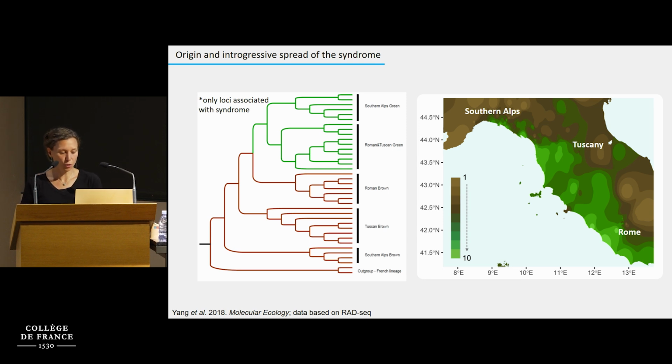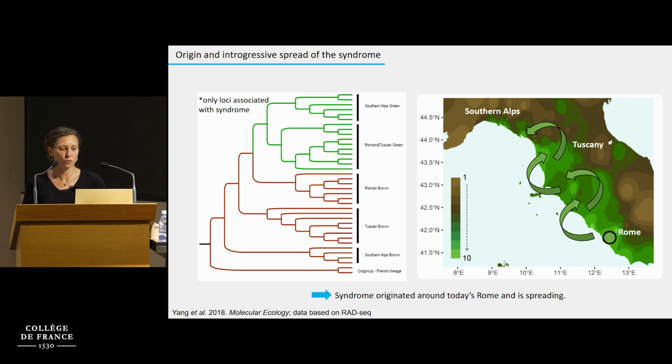And based on the topology of this tree, we can infer that the geographic origin of this green syndrome was around today's Rome. And from there, the phenotypes have spread along the coast. As I said, they don't make it over the Apennine Mountains, but they spread along the coast, even into the Southern Alps distantly related lineage.